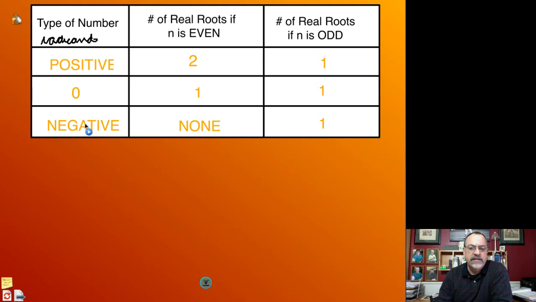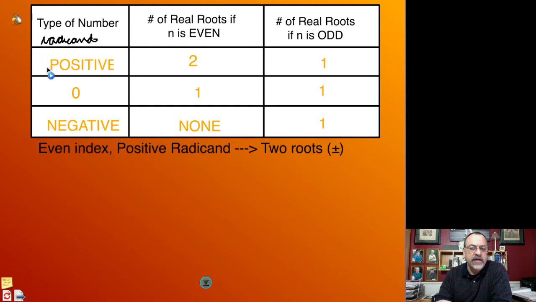Now, if the radicand is negative and the index is even, that's an undefined number, because as we've talked about before when we were looking at quadratics, when you have the square root of negative 4, you can't do that, so we introduced imaginary numbers to help handle that. But we're talking about just real roots now. So you cannot get any real roots if the radicand is negative and the index is even. So that's 2, 4, 6, 8. If, however, the index is odd and the radicand is negative, you can get one root, and that root will be negative.